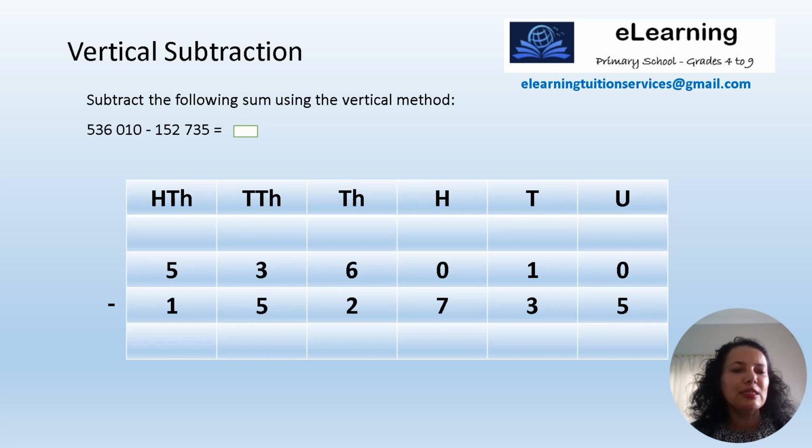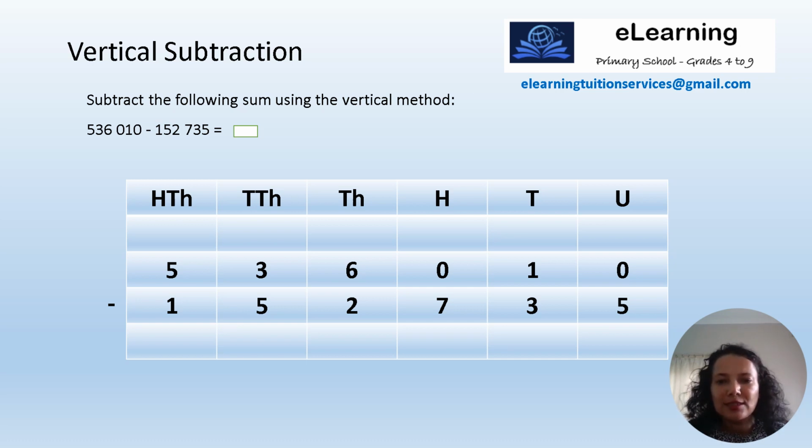Today we're going to learn how to subtract 536,010 subtracted from 152,735. So the first thing that we're going to do is look at it in columns. We have the units column, which is the ones, the tens column, the hundreds column, the thousands column, the 10,000s column, and the 100,000s column.